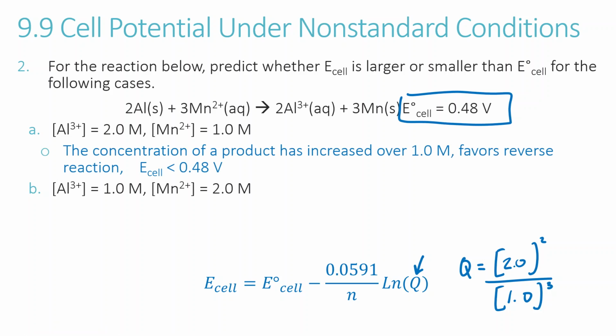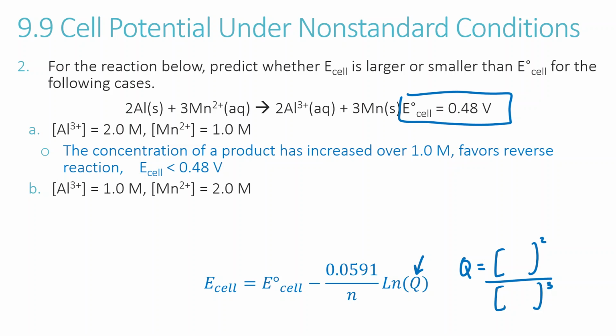So that's going to favor the reverse reaction, which means that the non-standard voltage that we measure here is going to be less than the standard voltage of 0.48. Now we can apply this same reasoning to our other problem here.